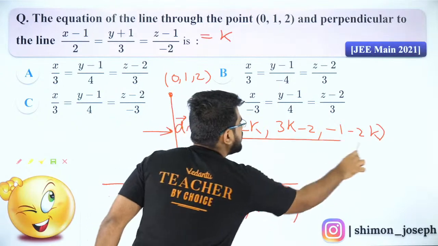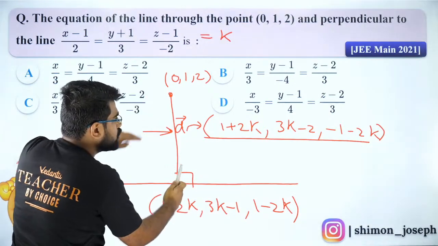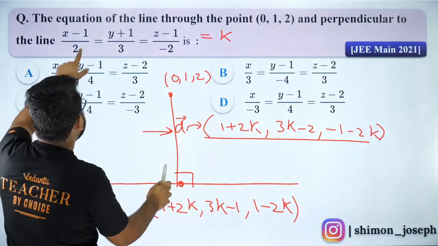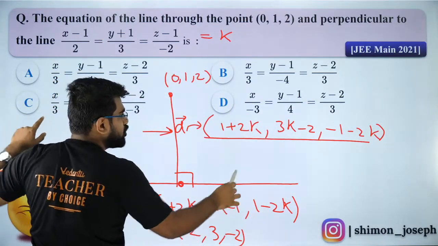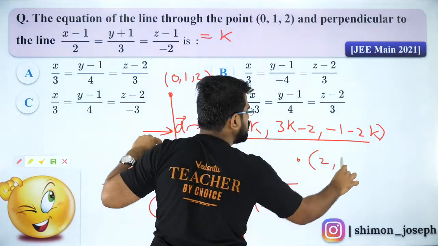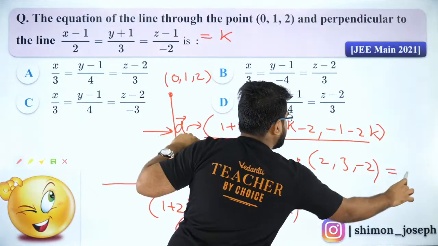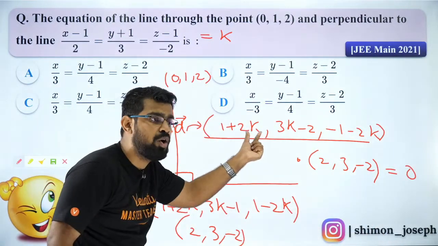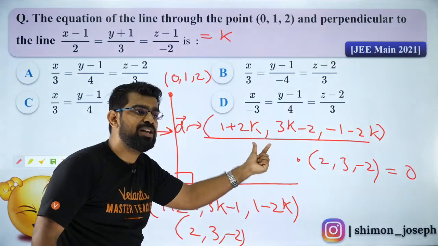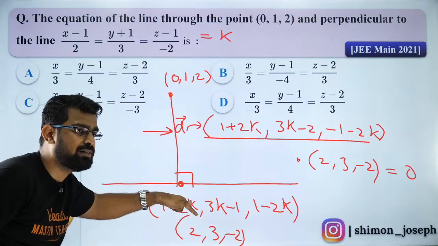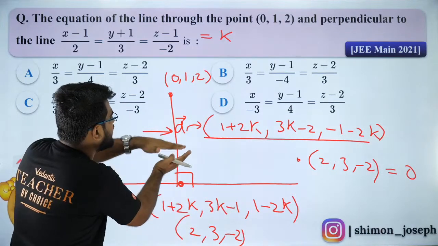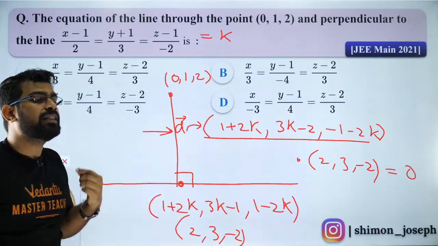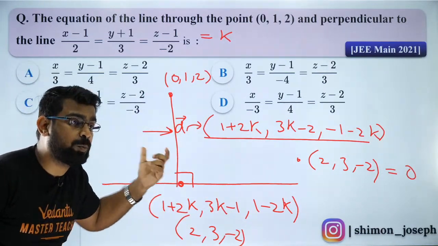Now this is the direction of the perpendicular. So if I dot it with the direction of this one, which is 2, 3, minus 2, I should get 0. Now that will give me the value of k. Once you get the value of k, put it back here, you will get this point. Once you get this point, you can get the line over. That is the way to do it in the right way.